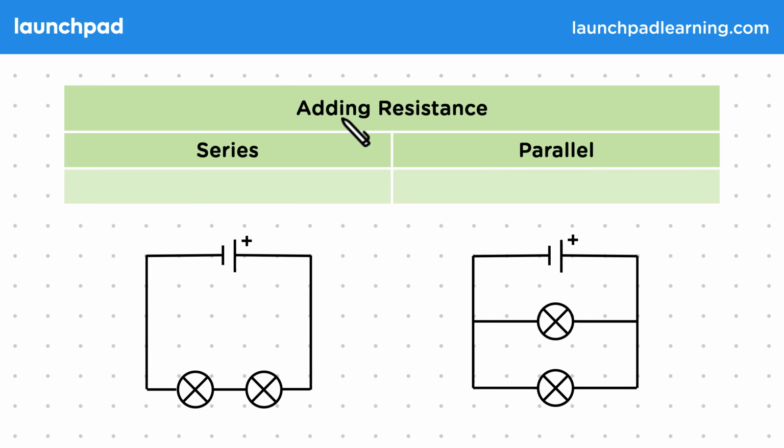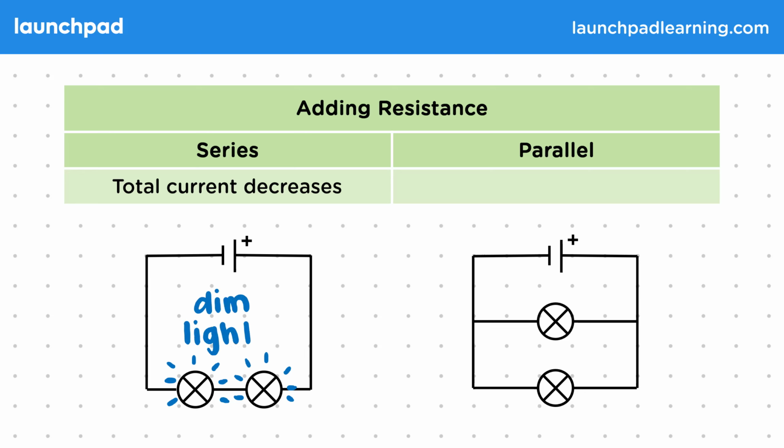We can also compare the effects of adding resistors and other components with resistance in series and parallel. So when we add components in series, we're adding their resistance to the total resistance. So the total current decreases. If we're connecting lamps, they would be quite dim, as the decreased current is reducing the power supplied to them.